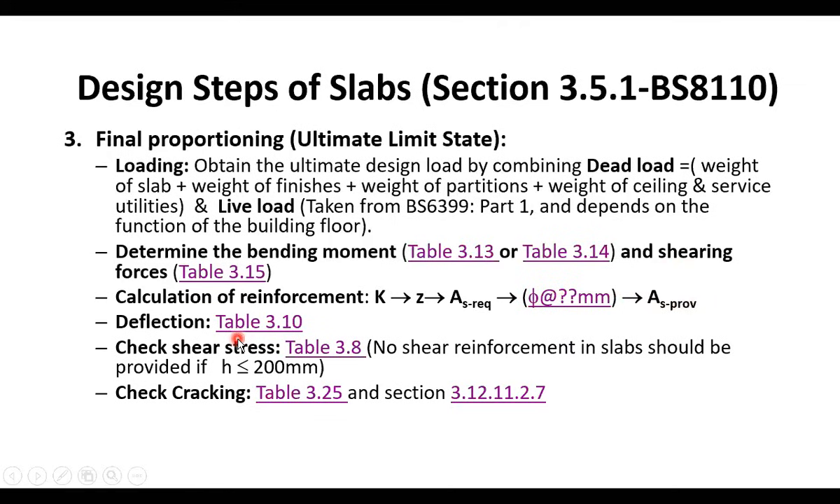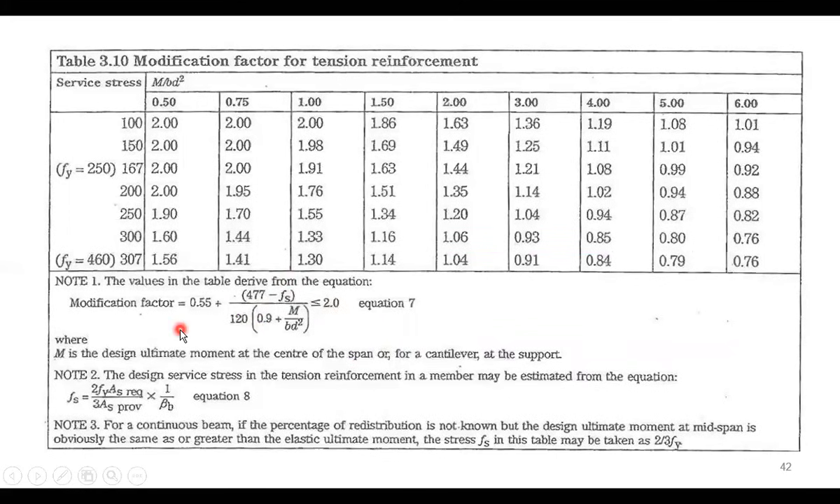You have to make your checks, checking for deflection, which is table 3.10. Calculating M factor from equation 7 here, which depends on Fs, the stress in the steel reinforcement, which you can get from equation 8. The stress in the reinforcement equals 2 over 3 fy, As required divided by As provided, times 1 over beta b, and we always assume beta b as 1. Once you have the Fs, you just put it into this equation with M over b d square. And keep in mind that the M here is the maximum positive moment. So we check the deflection at the maximum positive moment.